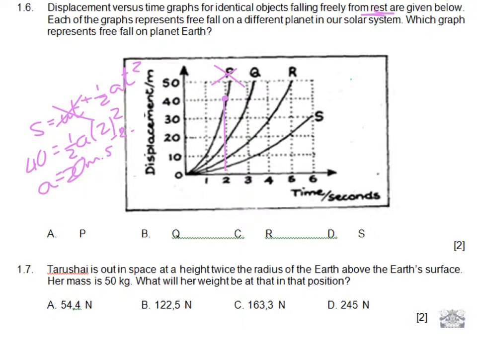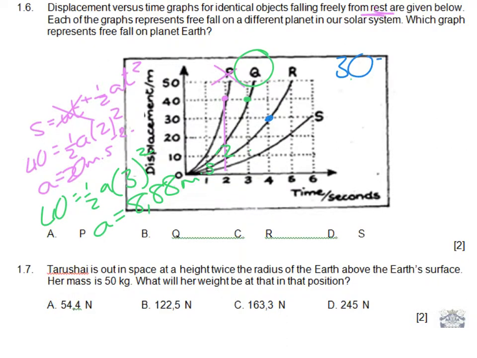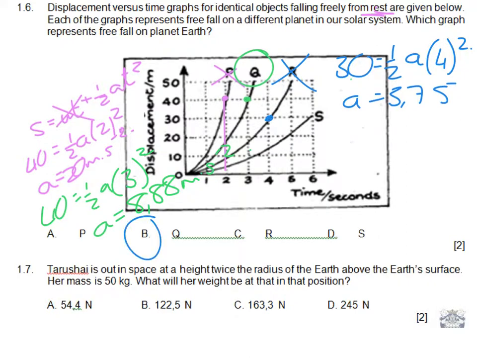And then if I go on to the next one over there, and so now if I substitute those values in, I'm going to get 40 is equal to a half A. My time is now 3 squared. And I land up with A is equal to 8.88, which is 9 meters per second squared, which doesn't seem unlike Earth. So there's a possibility that's right. Let's take a look at another one over here. We'll go with 30 is equal to a half A 4 squared. So that is going to be equal to 60 divided by 16. And that comes out to be 3.75. So that's definitely not Earth. So the one that's most likely to represent free fall on planet Earth is going to be Q. So B is your correct answer.